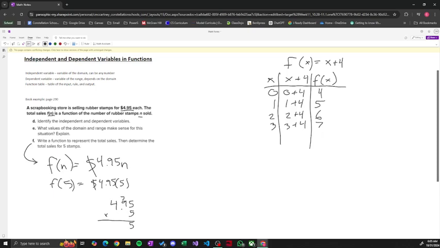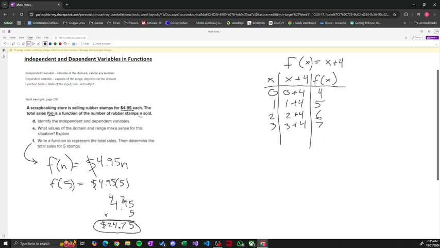Write the 5, carry the 2. 9 times 5 is 45. Add 2. 5 times 4 is 20. Add that 4. And we notice that there's 2 numbers after the decimal place in our multiplication. So we need 2 numbers after the decimal place in our answer. So our answer is $24.75 is the total sales for 5 stamps.